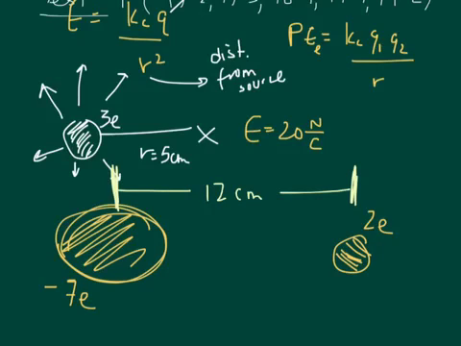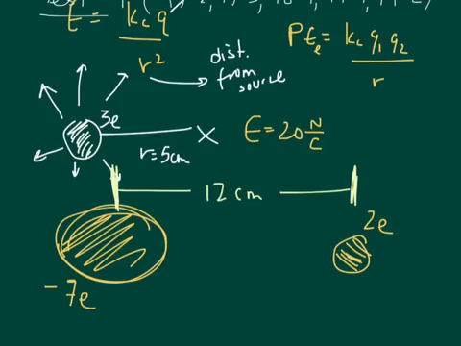Well, you could find Fe by doing Kc times Q1 times Q2 over 0.12 meters squared. That's Fe. Agreed? Next, you can find the potential energy that exists between them by doing Kc times Q1 times Q2 over just R, not R squared, just R, which is 0.12. That would be the potential energy between them.